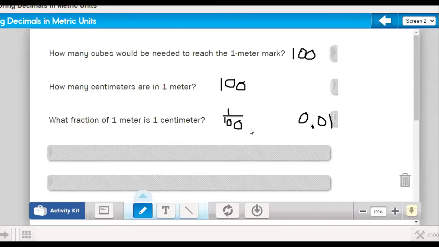Okay, and then I've taken the liberty to write it as a decimal right here. So we go 0 and 0 and 0 and 1/100th, because remember this spot right here, that's our hundredths, and this spot right here, that's our tenths. Okay, we're going to continue on our learning today.